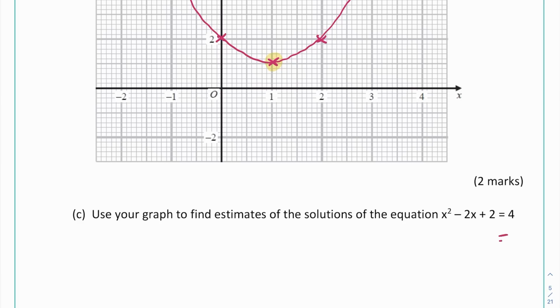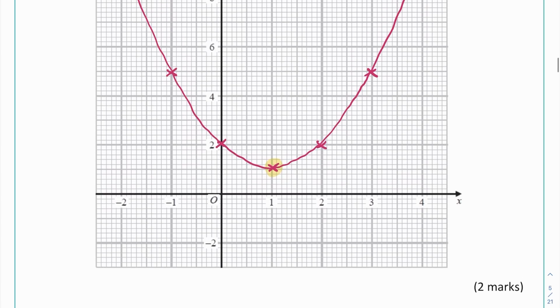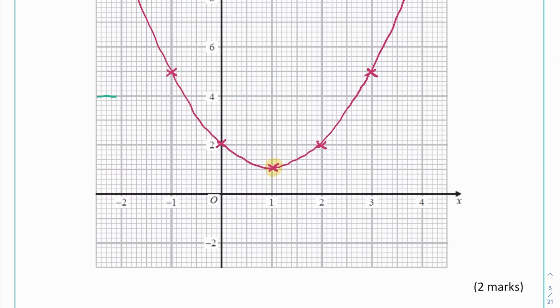Now normally it says equal to 0, and when it's equal to 0 it's looking at the points where it crosses the x-axis. Now in this case this graph doesn't even cross the x-axis. So instead of asking equal to 0, it's asking when it's equal to 4. And where it's equal to 4 is where y is equal to 4, which is this line just here. So it's asking you to estimate this point here and this point here.